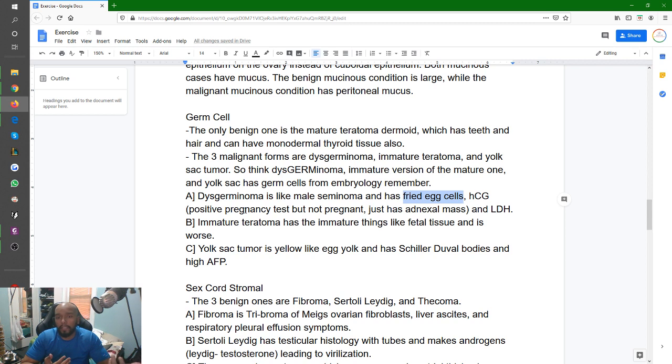The immature teratoma is the one that has the immature things. So the mature one had teeth and hair, and sebum and thyroid tissue. The immature one has fetal tissue. That's it, and it's much worse because it is obviously the malignant form. The yolk sac tumor is yellow on gross examination, and it has Schiller-Duval bodies, right? High alpha-fetoprotein, nothing crazy there.